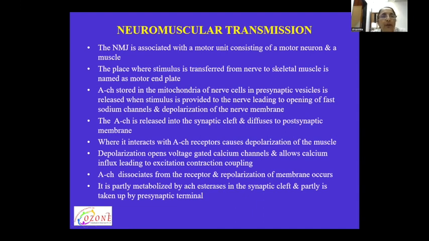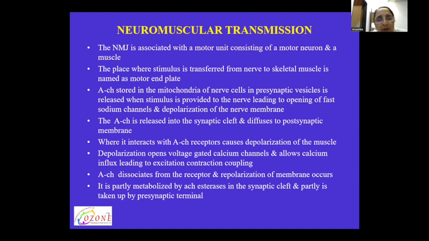In short, we will look at neuromuscular transmission. The neuromuscular junction is associated with a motor unit consisting of a muscle and a nerve terminal. The place where the stimulus is transferred from nerve to skeletal muscle is named the motor end plate.